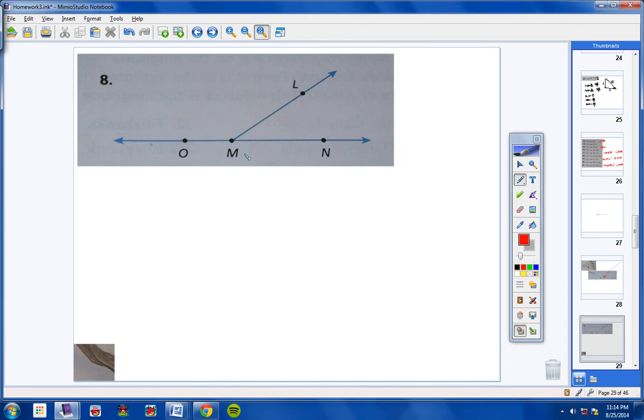First of all, looking in the answer key, OM is 10 millimeters, MN is 20 millimeters, and ML would be also 20 millimeters. Now, if you measured it with inches, then you're kind of on your own.